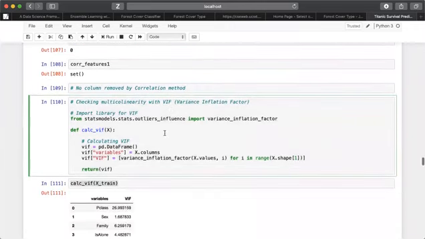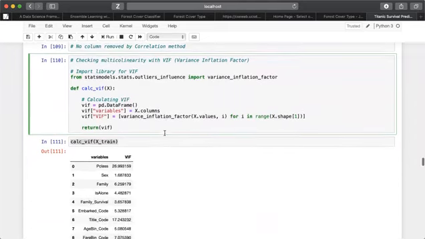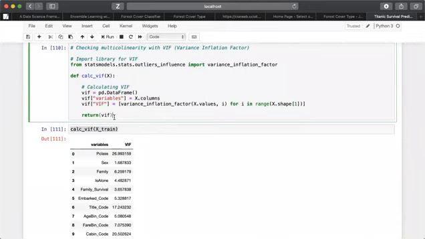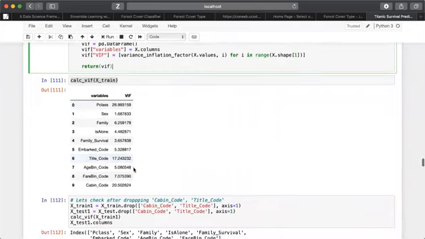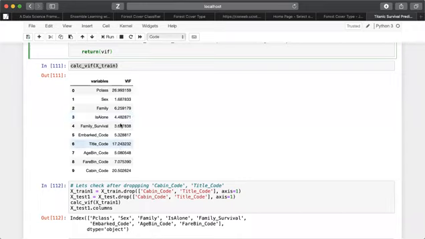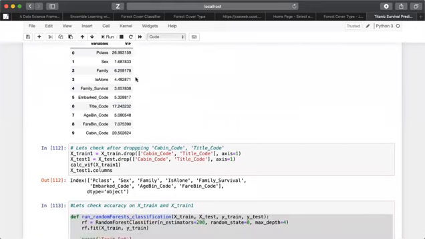Then I've gone to the next method to check multicollinearity with the variance inflation factor. When I used the same code as given by Mitesh ji, I found that passenger class, title code and cabin code were the three giving me more than 10. I remember from that meetup, Mitesh had covered that if it is more than 10, then these columns have multicollinearity and it is better to drop them. So here, I dropped cabin code and title code.